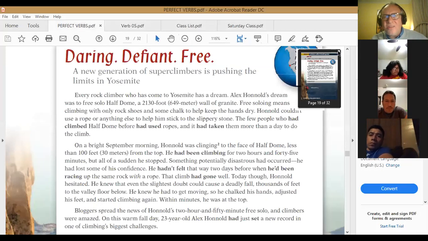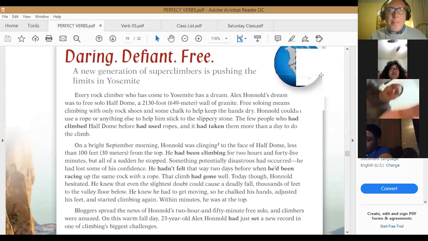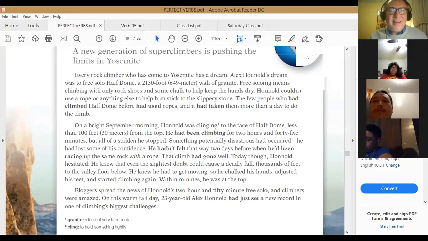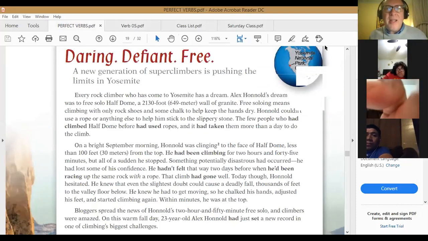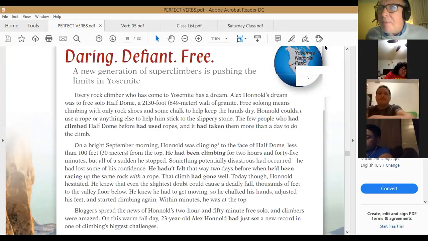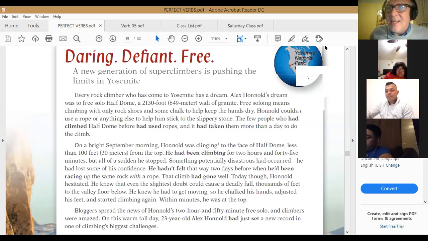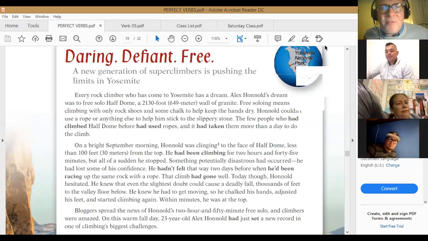Okay. Do you see this? It says daring, defiant, free. It says a new generation of super climbers is pushing the limits in Yosemite. This is about Yosemite Park. You know where is Yosemite Park? In the northern part of California, I guess. Northern part of California, right?